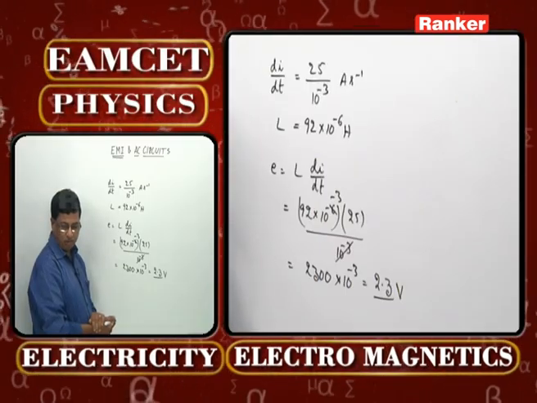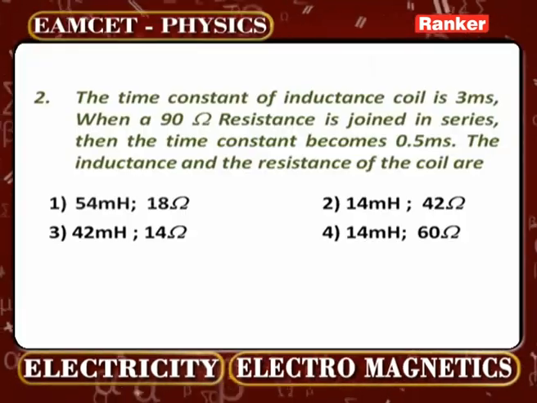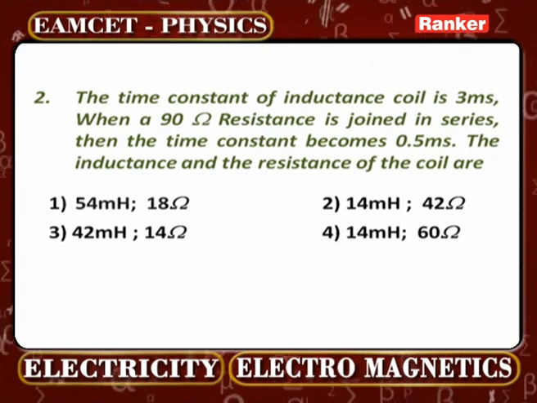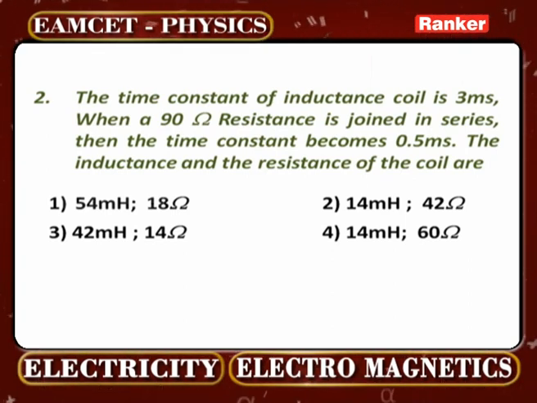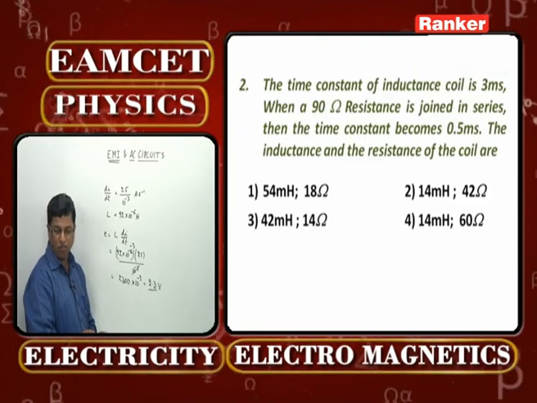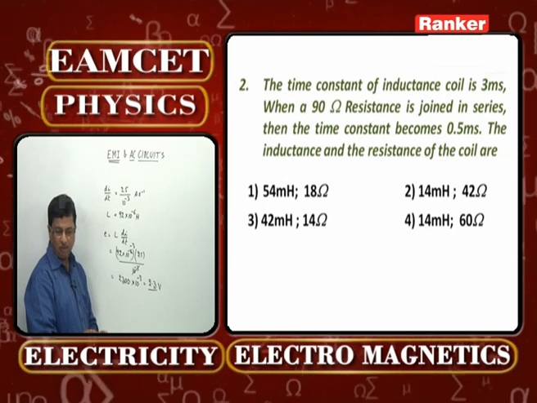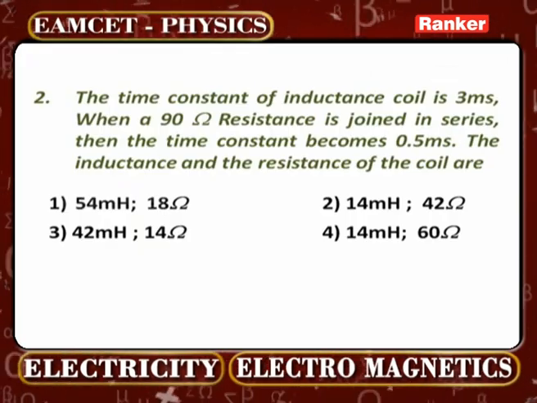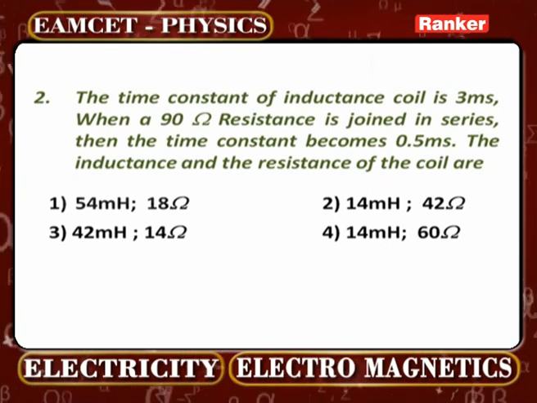Look at the second problem now. The time constant of an inductance coil is 3 millisecond. When a 90 ohm resistance is joined in series, the time constant becomes 0.5 millisecond. The inductance and the resistance of the coil are respectively how much? That is the concept.